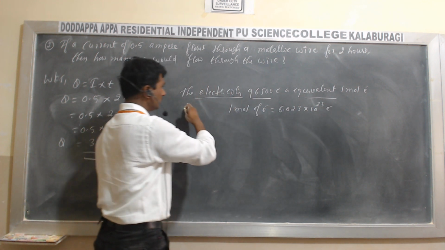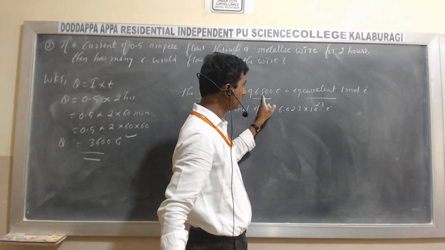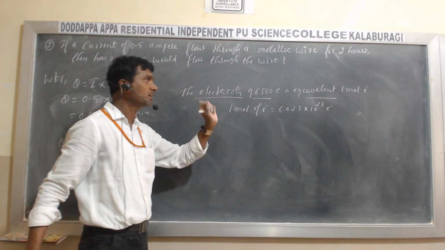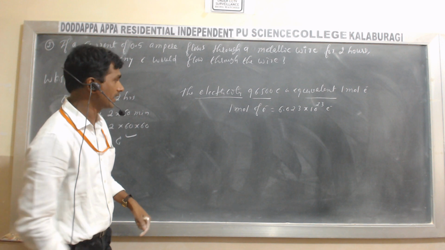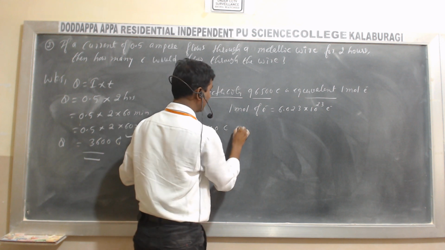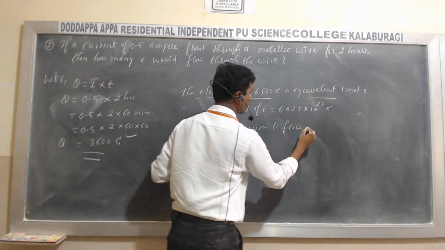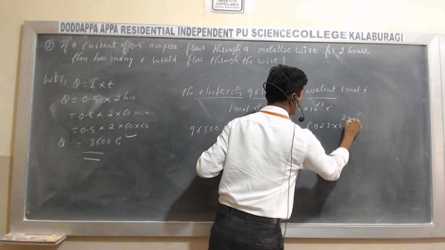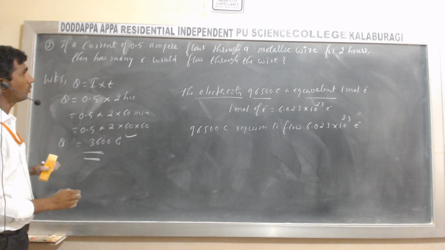Suppose you supply 1 Faraday or 96,500 coulomb, it flows 1 mole of electrons. That is, 1 mole of electrons is equal to 6.023 into 10 to the power of 23 electrons, which flow by passing 96,500 coulomb. Now I can write here: 96,500 coulomb requires 6.023 into 10 to the power of 23 electrons to flow. Now here, how much coulomb flows through the metallic wire?